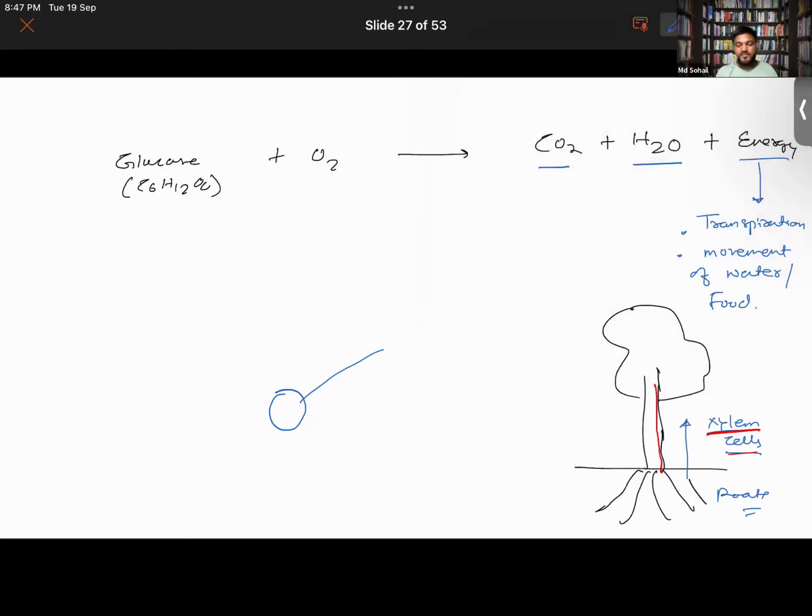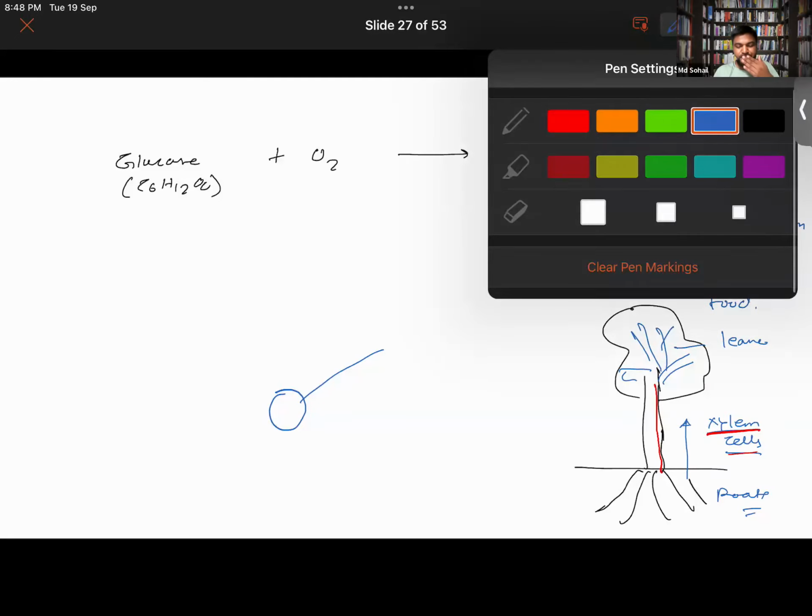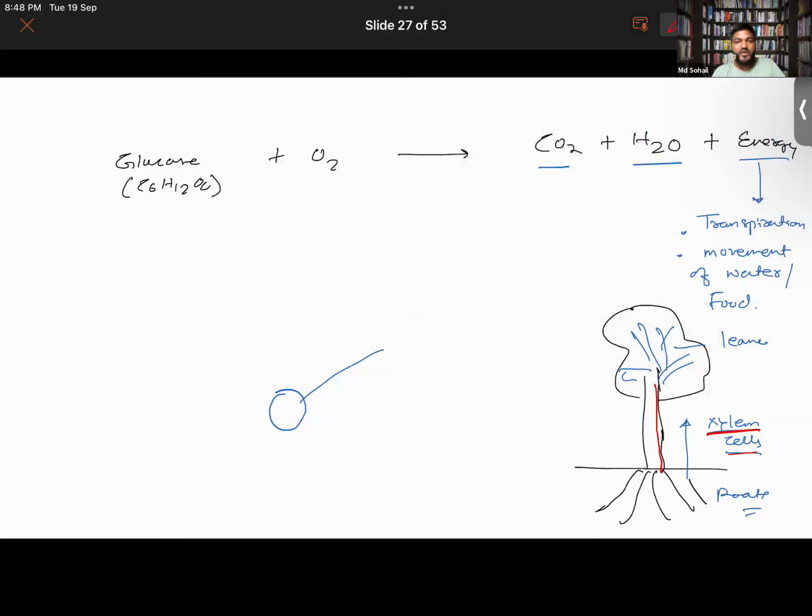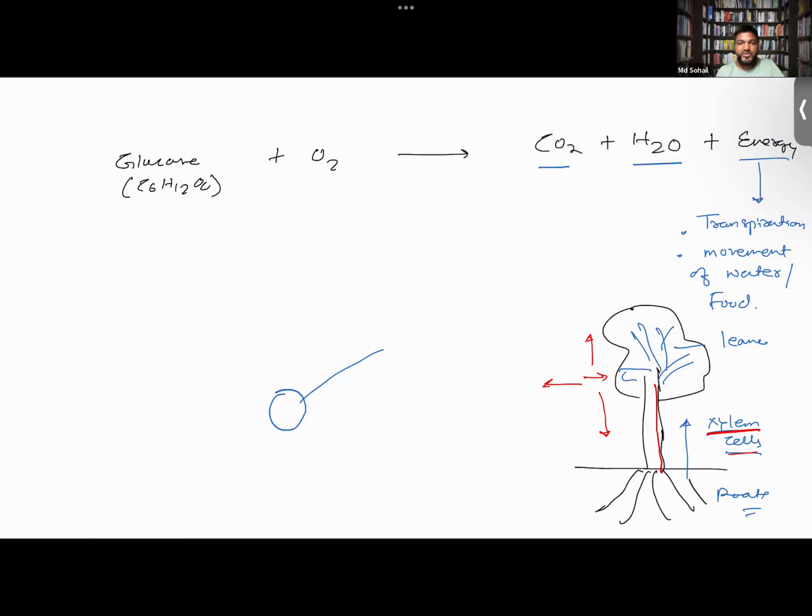In the same manner, the food that is being produced in the leaves of the plant, each and every portion of the plant requires energy, whether it be the shoot system or the root system, whether it be the tip of the roots also. So energy will be moving downward, upward, and left and right also. The energy produced in the process of photosynthesis will be carried in all directions by the phloem cells.